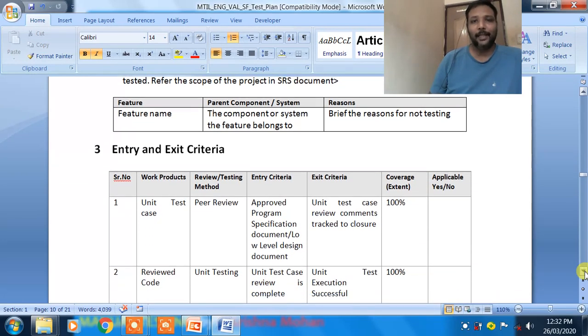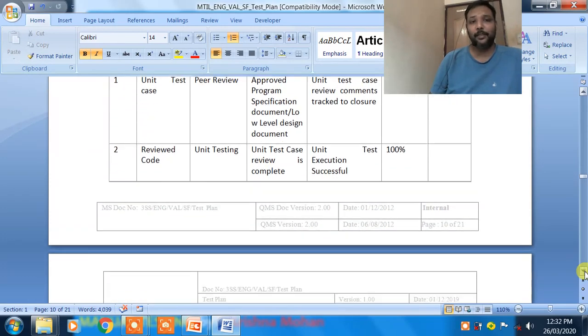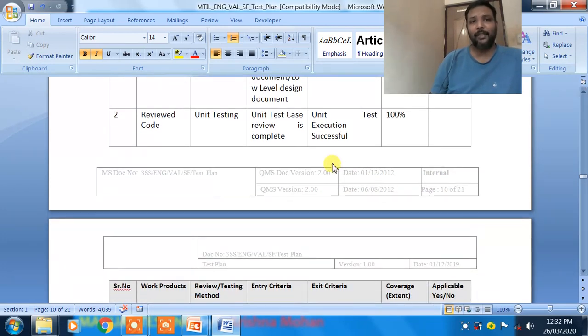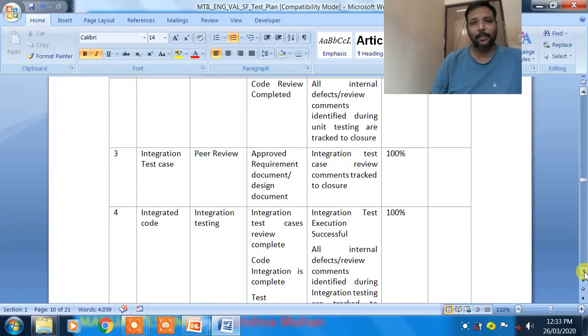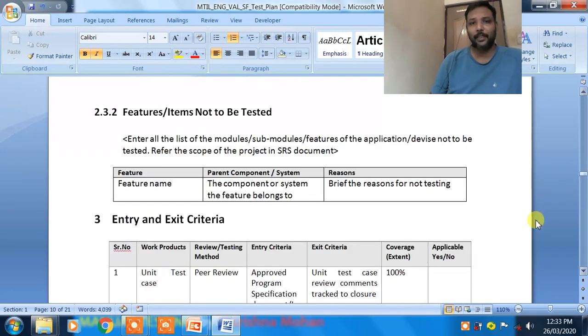Then, what is the entry and exit criteria for unit testing? And what are the entry criteria for everything? When the review will be done and all those things will be there. Here the entry and exit criteria will be in depth. What is the coverage?